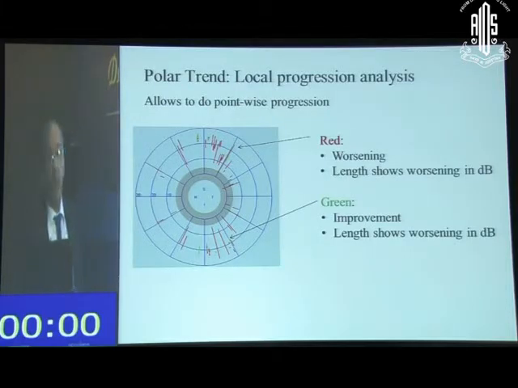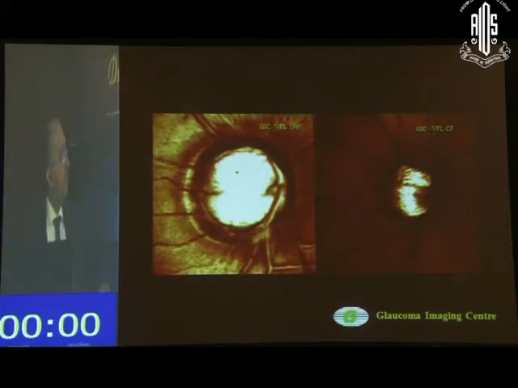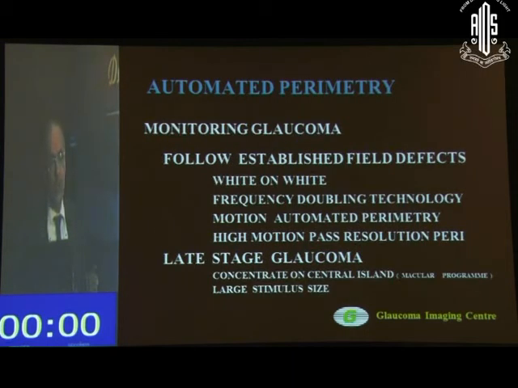The other way is you can do a point-to-point analysis on what is called the polar trend on the Octopus perimeter, where the red represents a worsening and the green represents an improvement. The values are in decibels over a period of time. Quickly show you this patient. Large size optic disc. It's important to document this change to make the right diagnosis, and it's also important to monitor the glaucoma over a period of time to assess deterioration. That's why we need perimetry in the management of our glaucoma patients.